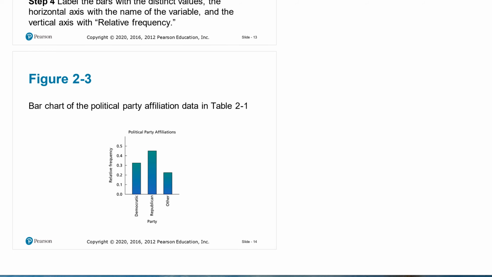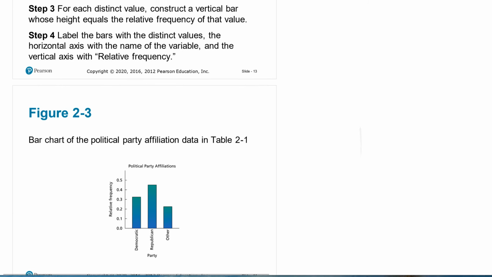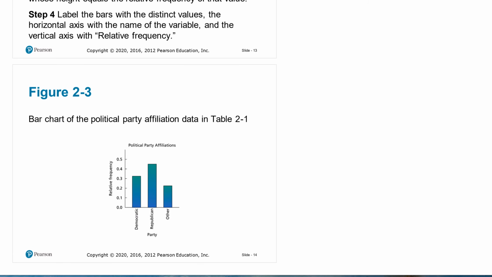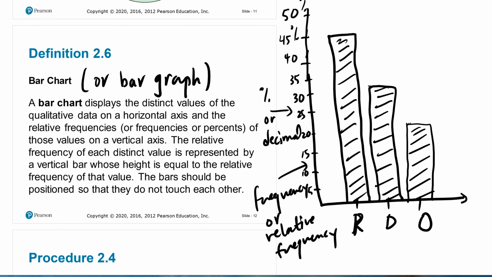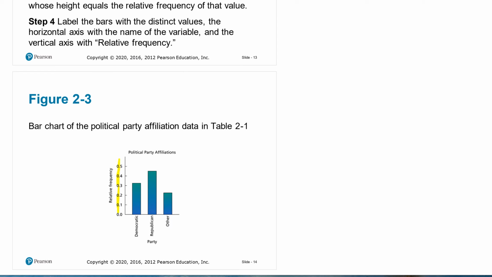Notice how they did it. It doesn't have to go in the same order as I did. I put RDO. Here they did DRO. It doesn't matter which one. It's up to you. There's no restriction, and I've never seen a question that says put this one first, this one next. And notice I put it percent-wise on this vertical axis. Here they put decimals on their vertical axis, so either one is fine. They went up by increments of 0.1, so it starts 0, 0.1, 0.2, all the way to 0.5. And that's how they constructed the graph.